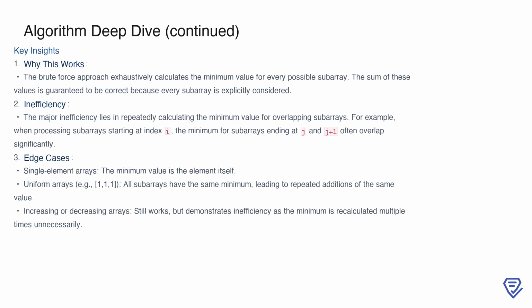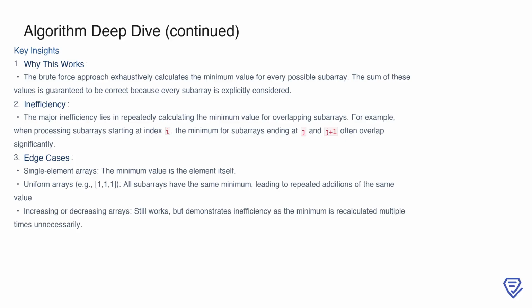The brute force approach works because it explicitly calculates the minimum value of every subarray, ensuring correctness. However, its inefficiency arises from repeatedly recalculating the minimum for overlapping subarrays. For example, when processing subarrays that start at the same index i, the minimum values for subarrays ending at j and j plus 1 significantly overlap. This redundancy causes unnecessary work.